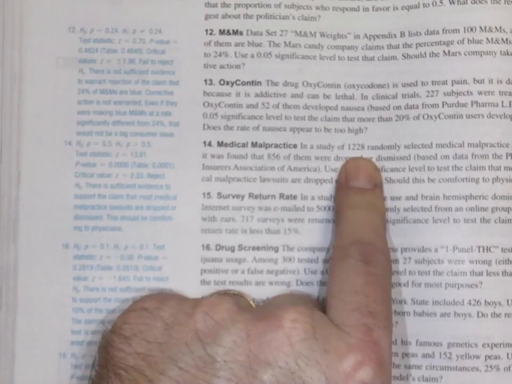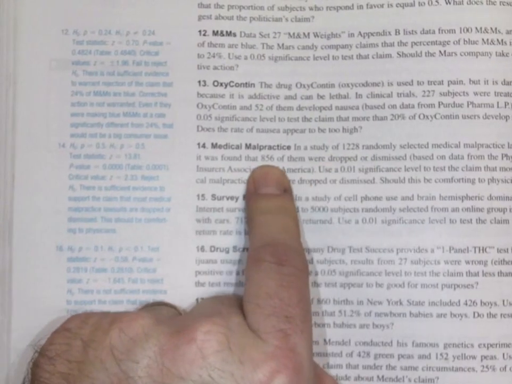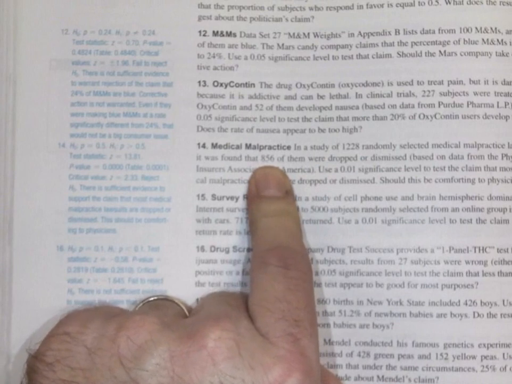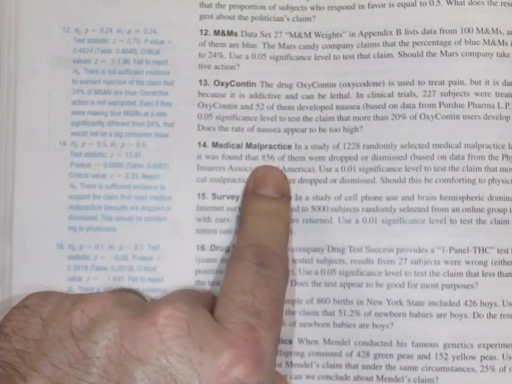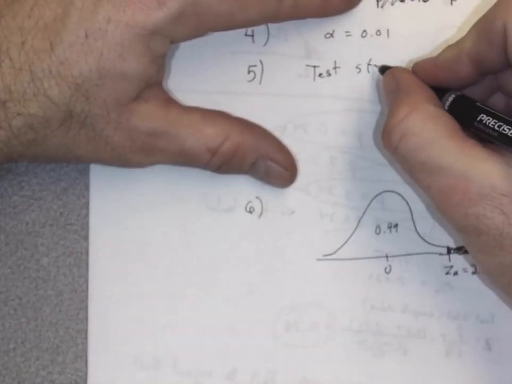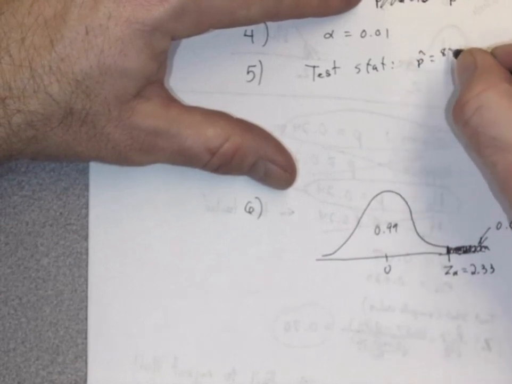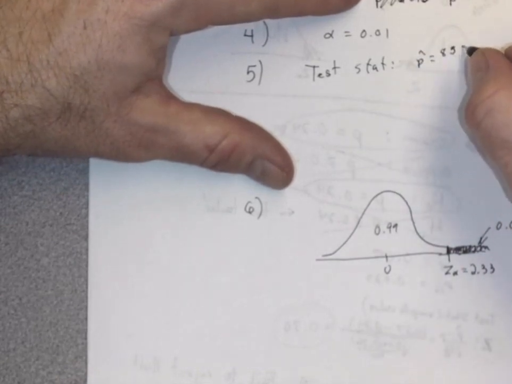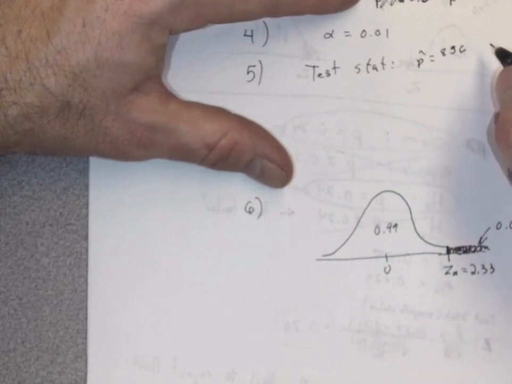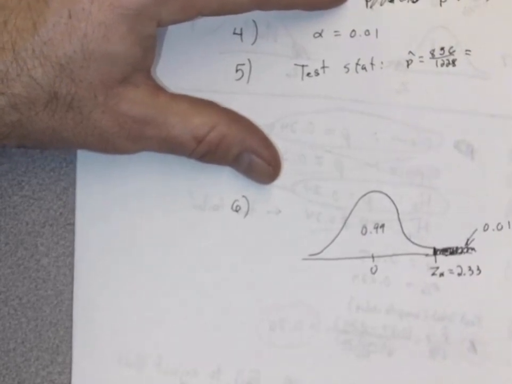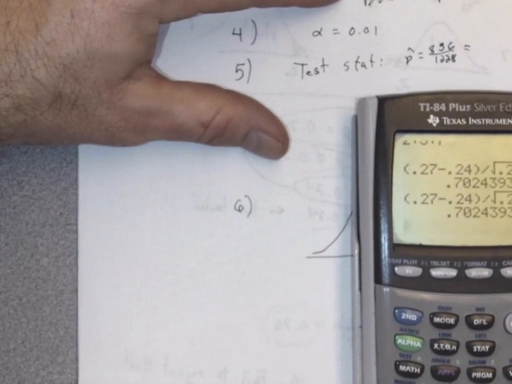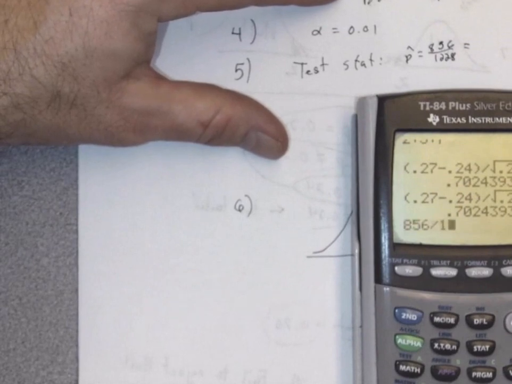Remember what the sample was: in this particular situation, there were 1,228 total, and 856 of them were dropped. So our test statistic is p hat, the proportion, which is 856 divided by 1228. Let's make sure I get the right numbers. You're welcome to use the exact number, and I'll probably recommend that, but most of the time it doesn't matter. So you can go 856 divided by 1228.